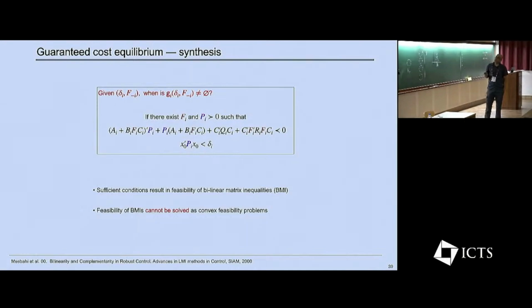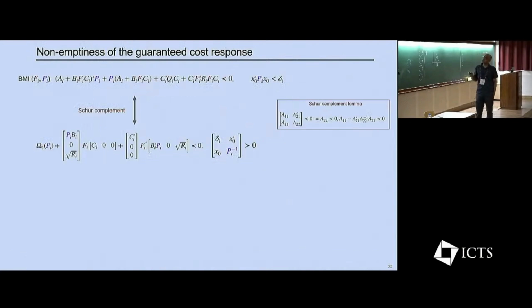So given the cost profile of player i and other player strategies, we say that the guaranteed cost response of player i is non-empty if the following matrix inequalities in the variables Fi and Pi hold true. But these matrix inequalities are bilinear in the variables Fi and Pi, and bilinear matrix inequalities are highly non-convex, and cannot be solved as a convex feasibility problem. But this bilinear matrix inequality has a special structure. It is a Lyapunov inequality.